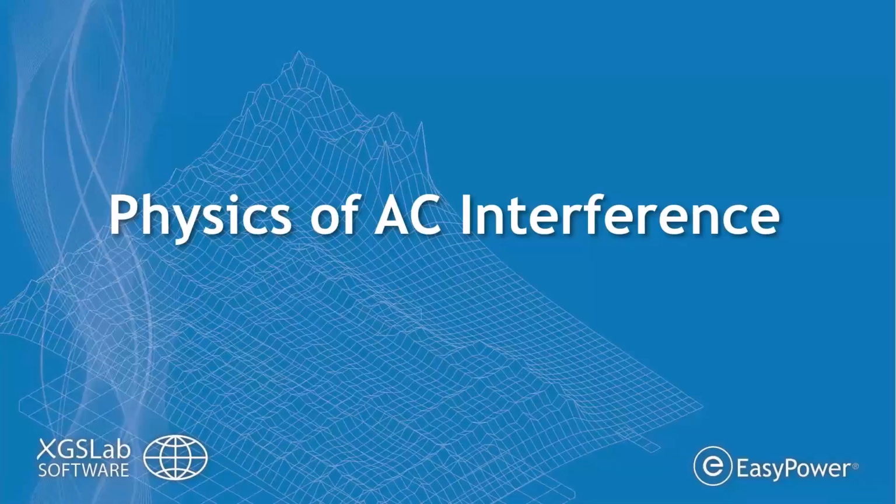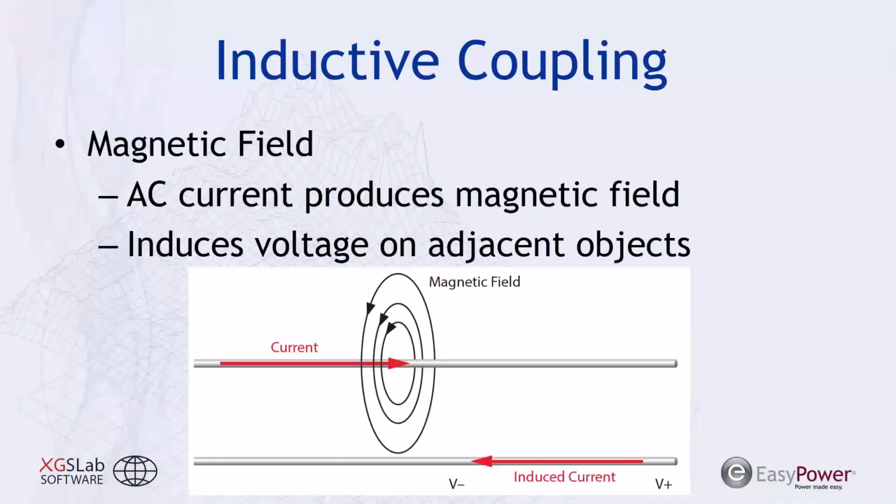So first I want to talk about the physics of AC interference, and we're going to go into 3 different types of coupling mechanisms. The first type is the inductive coupling mechanism. This is driven by the magnetic field, and this is primarily the cause of AC interference for many shared corridors with pipelines and transmission lines.